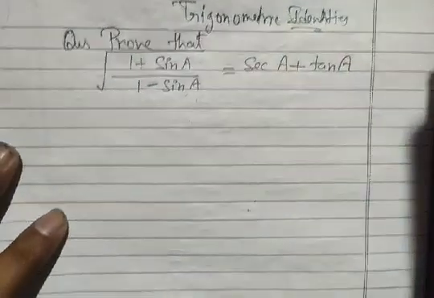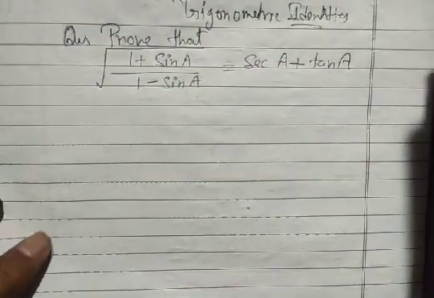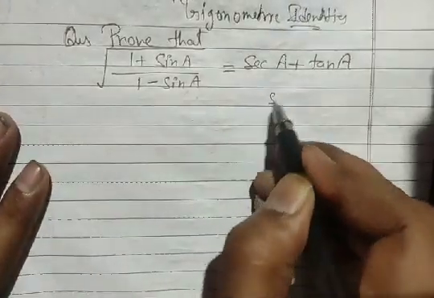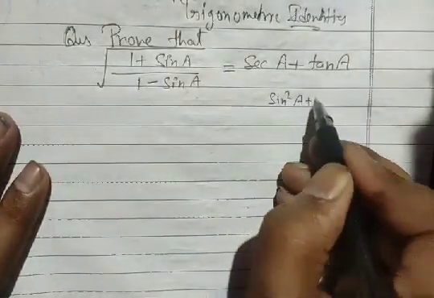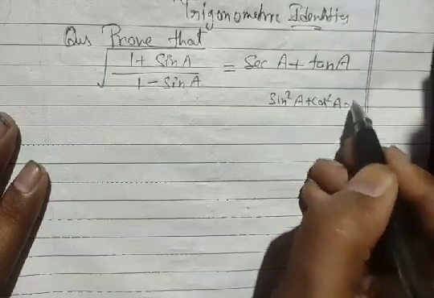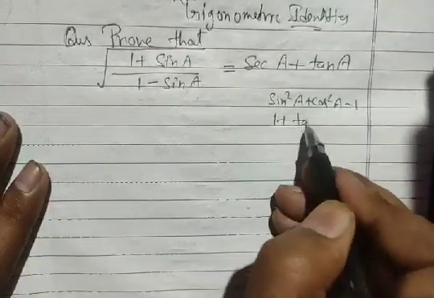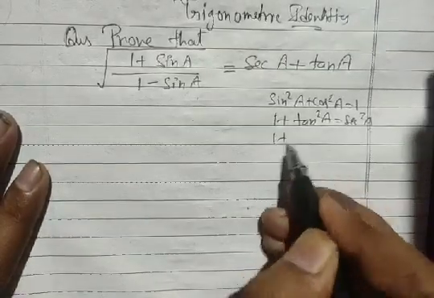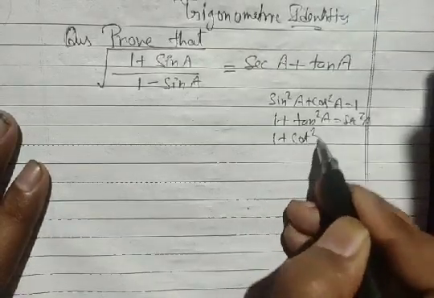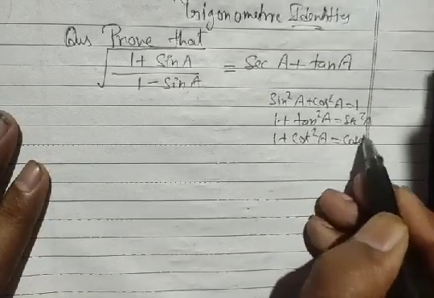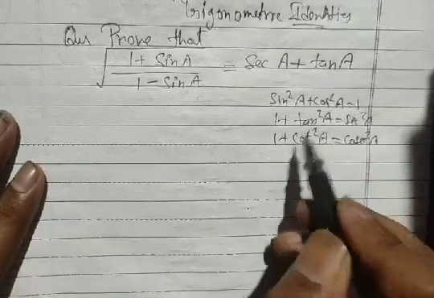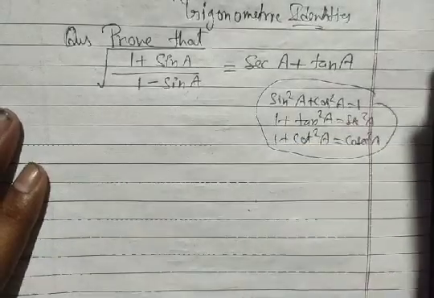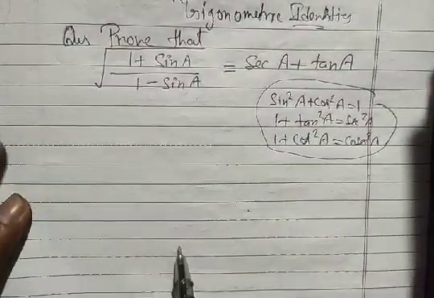We have discussed basically our three identities. What are the identities? sin square a plus cos square a equal to 1, 1 plus tan square a is equal to sec square a, and the third one is 1 plus cot square a equal to cosec square a. We have three basic identities. Today we are going to start with some basic problems based on these identities.